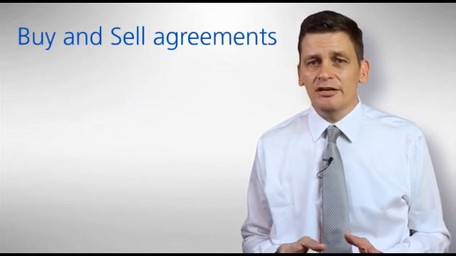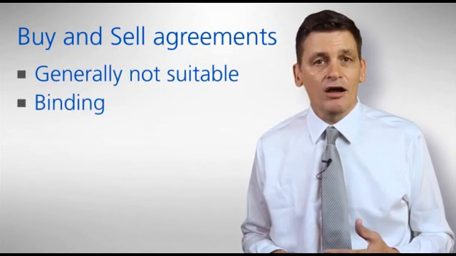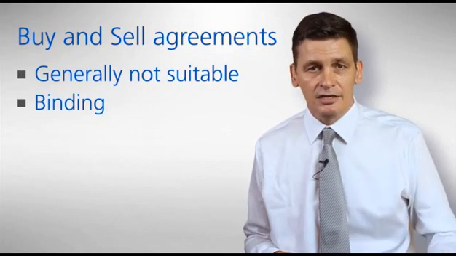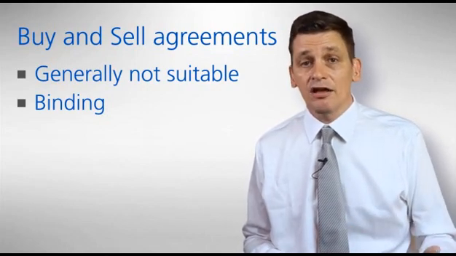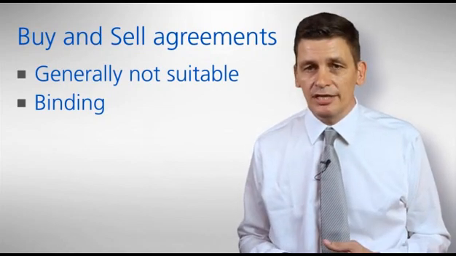The next agreement is the buy and sell arrangement, and this is one generally that you wouldn't use because this is seen as a binding arrangement, i.e. on the death of a partner, the interest in the partnership is passed back to the surviving partners, and a life policy would pay out to supply the compensation for that interest in the partnership.